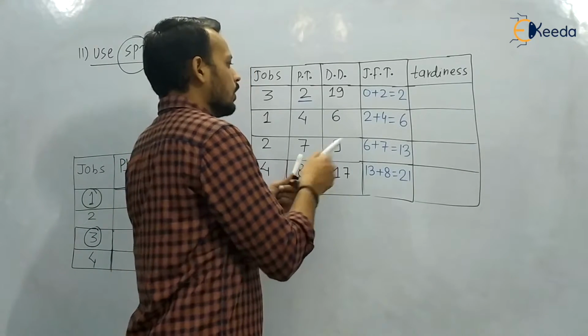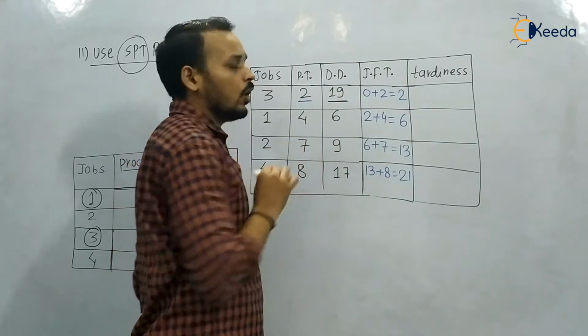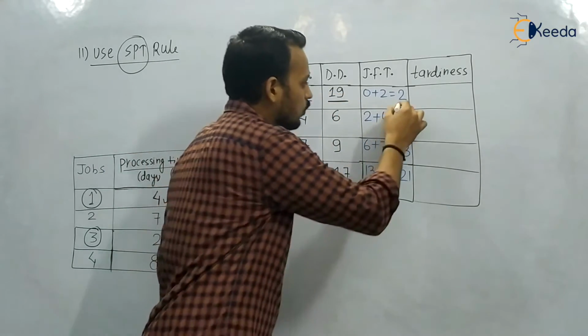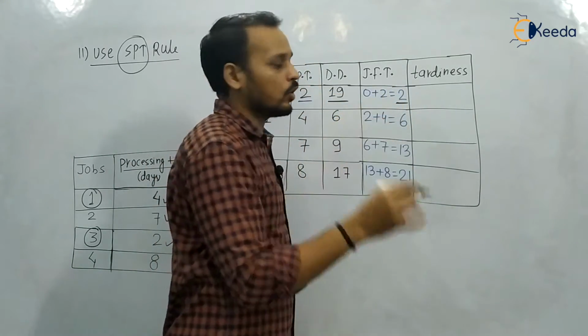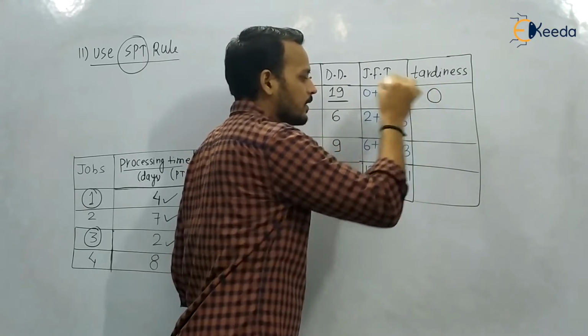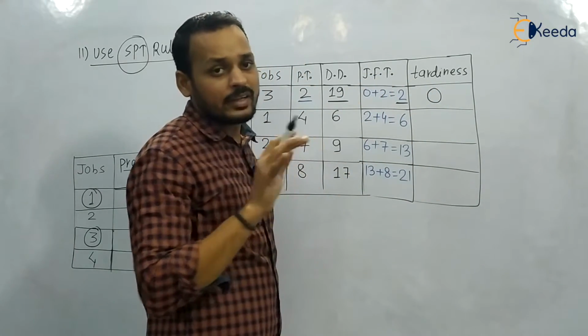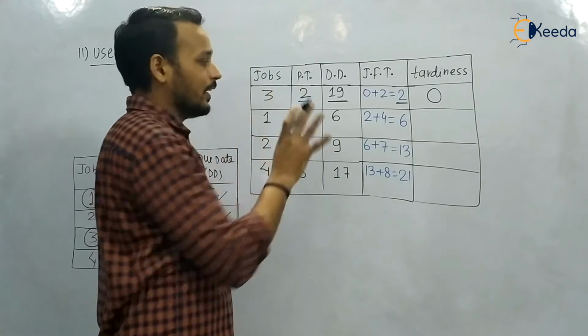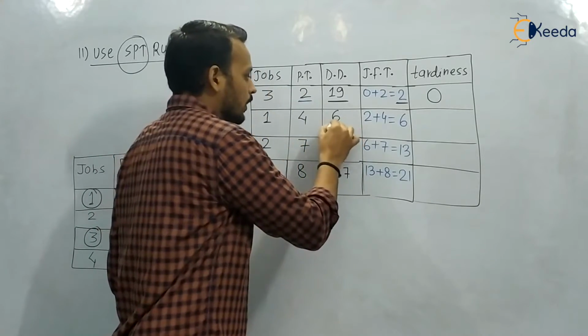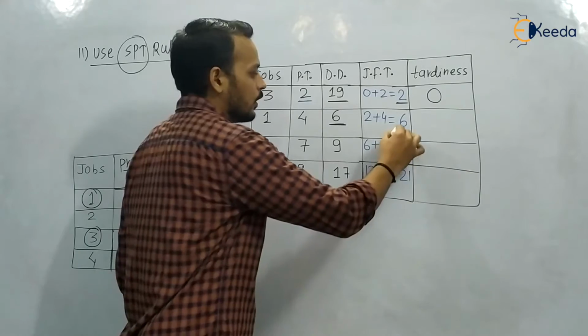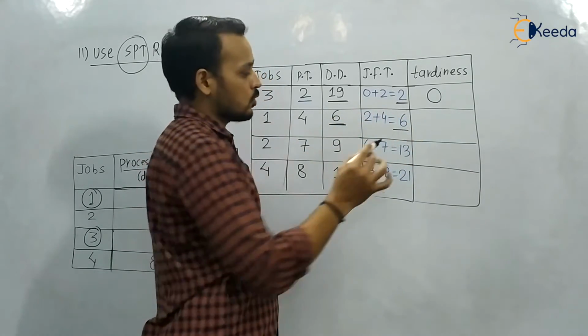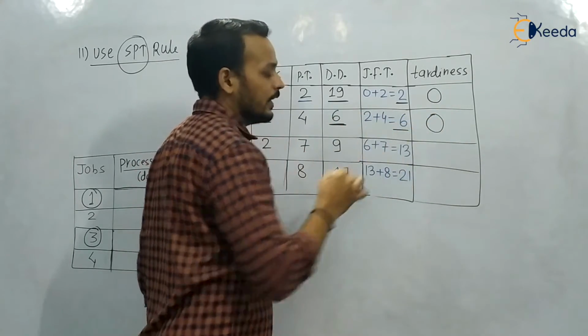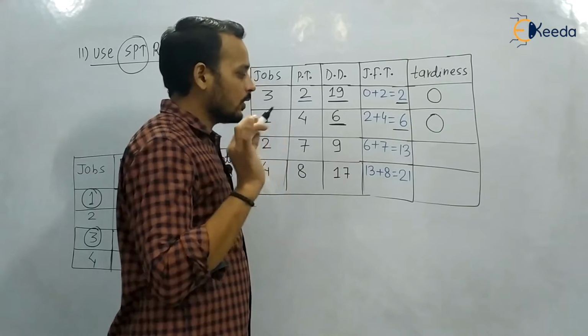Look here, we have told the customer to visit on 19th of October, but you have completed the job on 2nd of October, so the tardiness is 0. You are not being delayed for job number 3. Now you have told the customer to visit on 6th of October and you are completing the work on 6th of October, so 6 minus 6 you will get 0 delay. Okay, 0 lateness or tardiness.